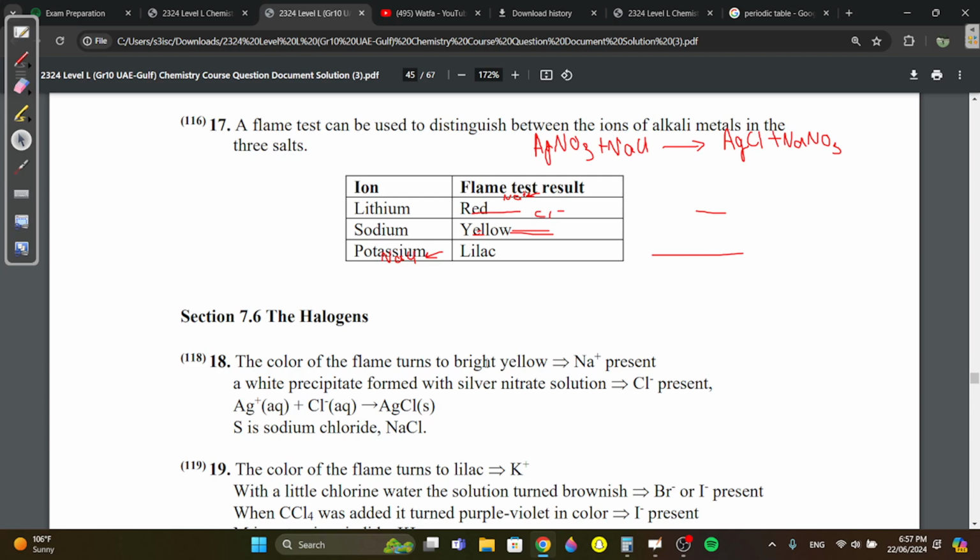So the color of the flame turns yellow, so that means Na is present, and a white precipitate formed with silver nitrate means Cl minus is formed. Ag plus, they didn't use NaCl, they just used this, yeah, this also would get you a mark, by the way. They did it a bit simpler. You could do this as well.